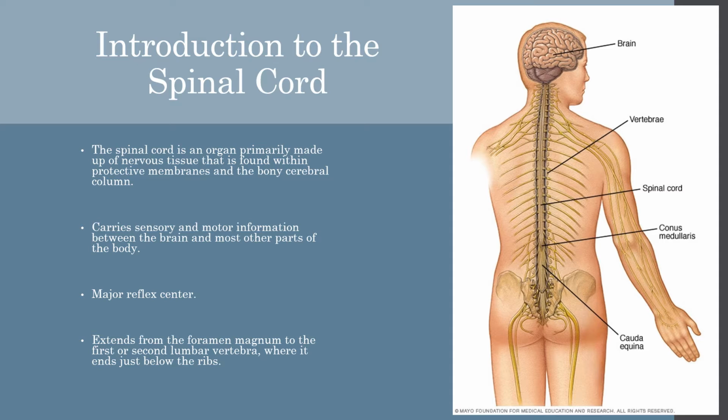Obviously, we know it's made up of nervous tissue and it's found within protective membranes. It's encased in the vertebral column, which protects it. The main function here of the spinal cord is to carry sensory and motor information between the brain and other parts of the body. It's a major reflex center, so when we talk about reflexes here in a couple of days, you'll see how different regions of the body reflex based on stimulus brought onto it.